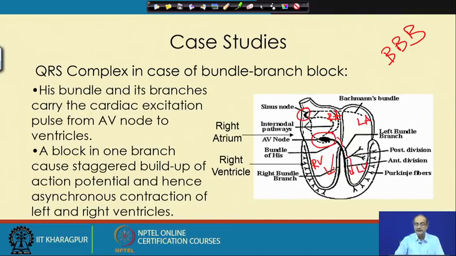Now, if there is any imperfection in these branches, then what will happen? One of the ventricles will get the signal earlier than the other, okay. Because of that, the ventricles would not contract simultaneously, and we will find that there is a lag between them, and the QRS complexes of the two would also be different. That means instead of a single QRS complex, both will give rise to two different QRS complexes, which will have some overlap but would not be synchronized, okay. So that will give rise to a little different kind of picture.